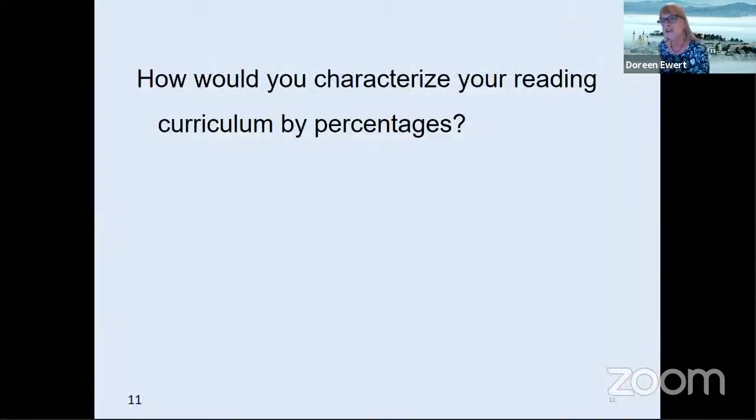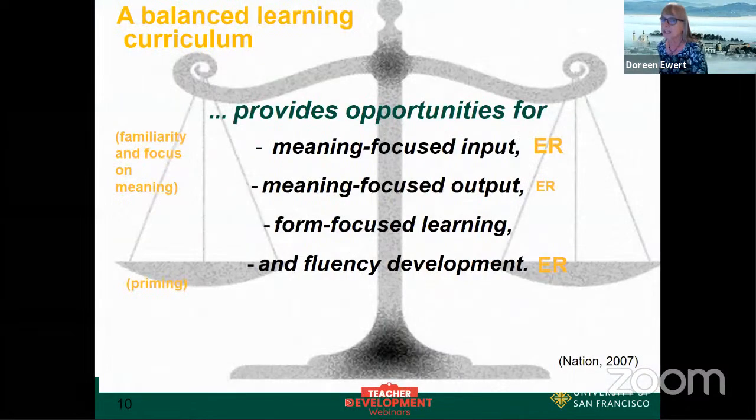So if you were just to stop and think about your reading curriculum right now, how would you characterize your curriculum by percentage related to this model? How much of your time is spent on meaning-focused input, output, and fluency development compared to language-focused learning? And you might want to just put something into the chat.